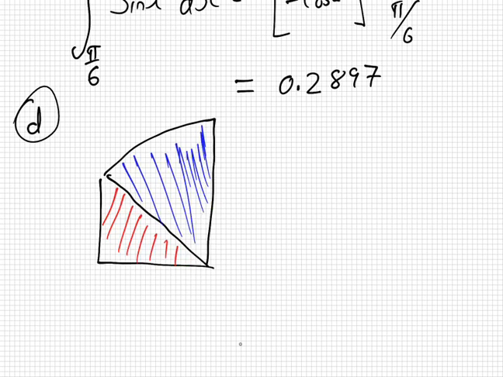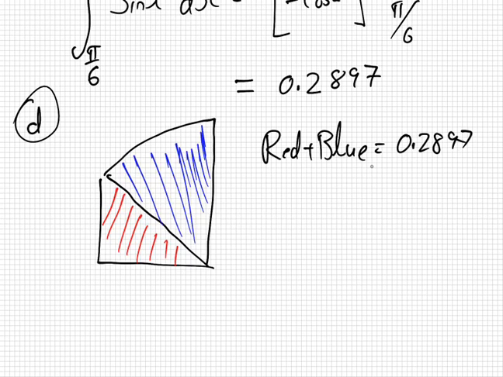Now, if you look, we do know that the red area plus the blue area should equal 0.2897. That's what we just calculated, the area underneath this curve, all of that. The red area, that's easy. It's just a triangle. So it's half the base, and the base is root 3 over 4 in length, actually, by the height.